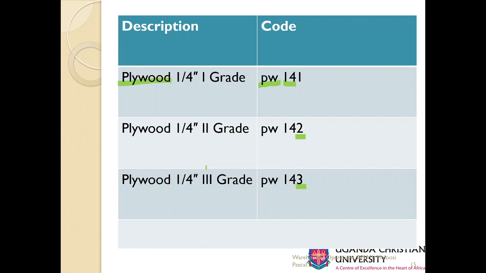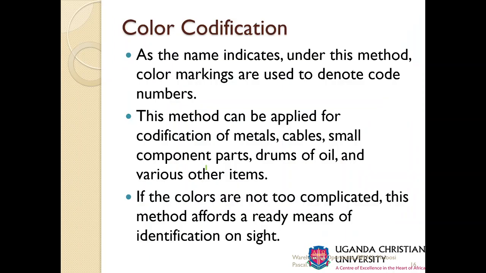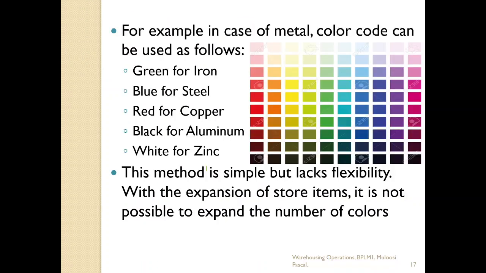And this makes it very simple for us. Color codification, where we're using colors to mark items, just like we did when we were young in nursery, playing with colors and all that. Very easy method. You can mark the cables, components in the store, the drums. Like here we have green for iron, blue for steel, red for copper, black for aluminium.